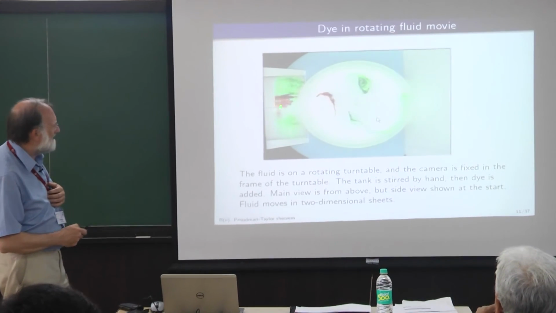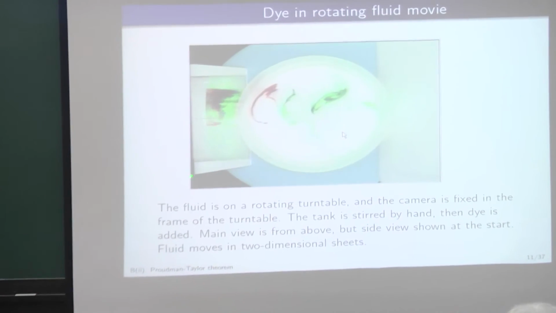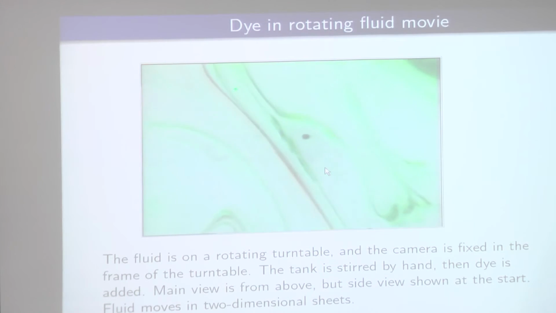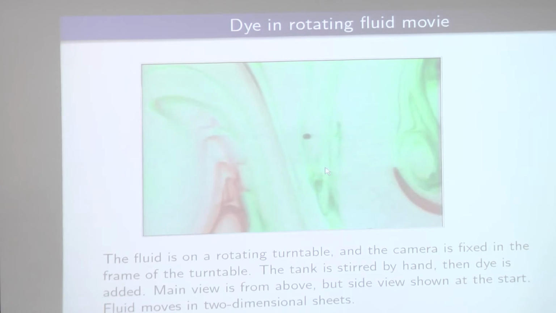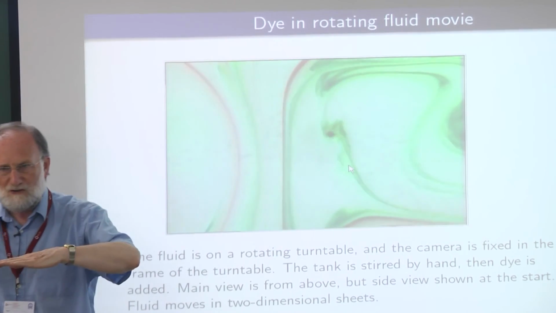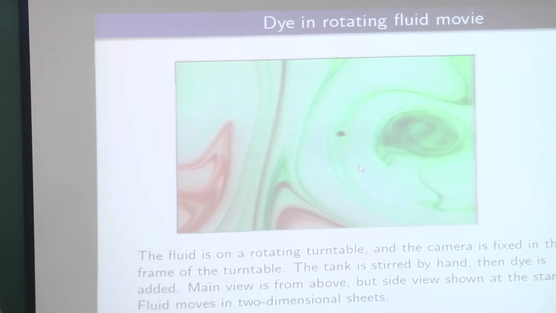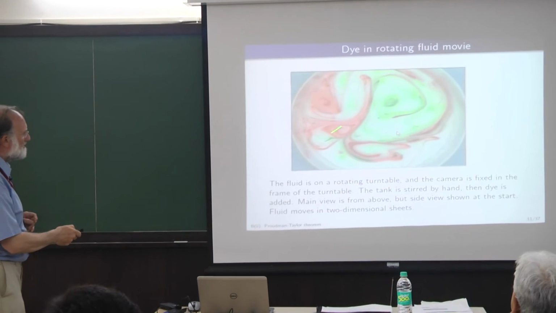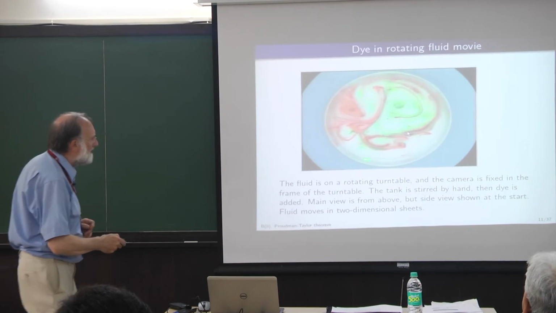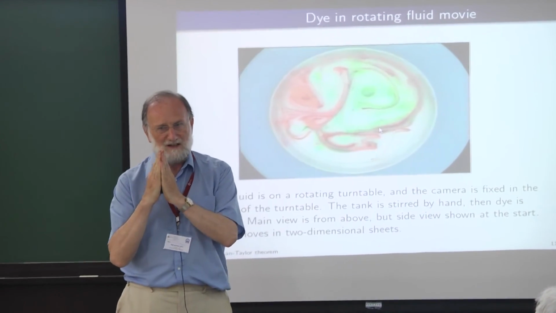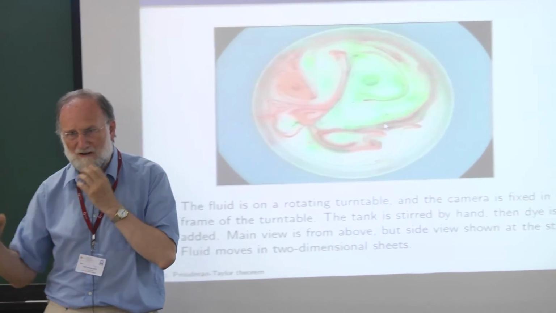First of all, you can see that these things are developing into sheets straight away. And look at the fine filamentary structure. The motion is two-dimensional when looked at from above. So this is a two-dimensional motion, not a three-dimensional motion. And look how different that is. These very, very fine streak structures develop and persist for quite a long time. That tells you straight off that rotating fluids are very, very different from non-rotating fluids.